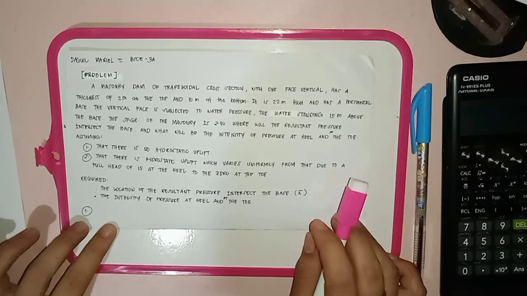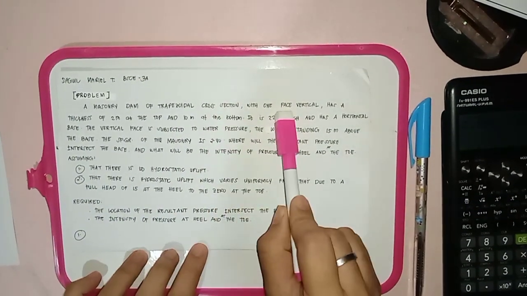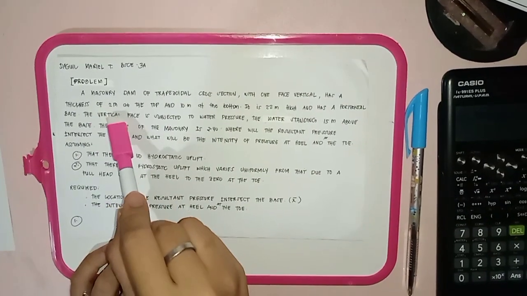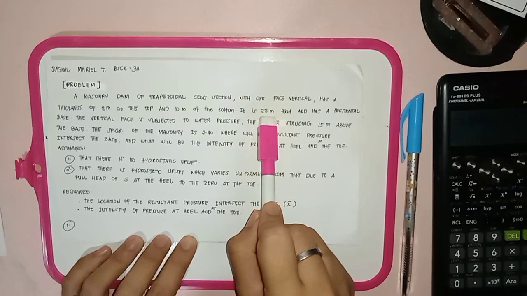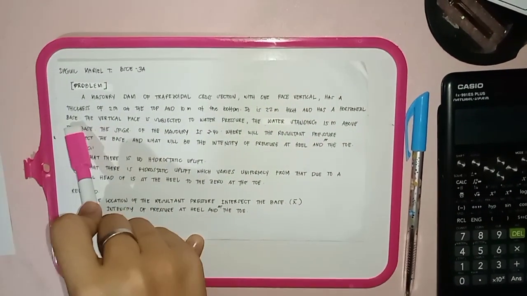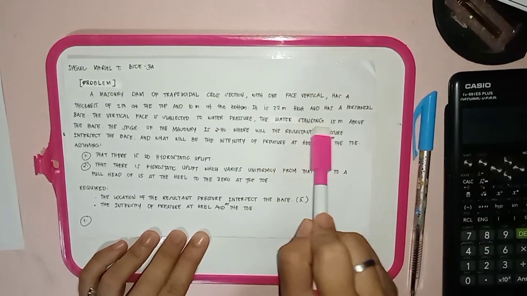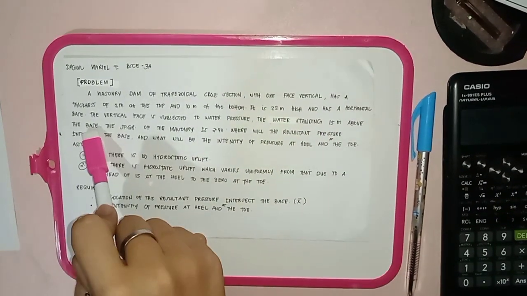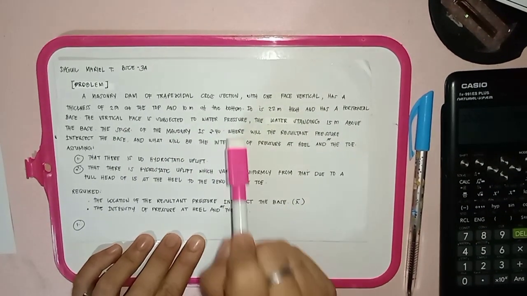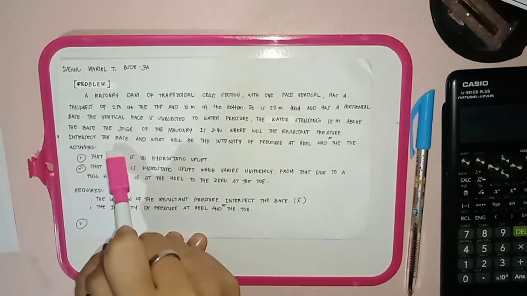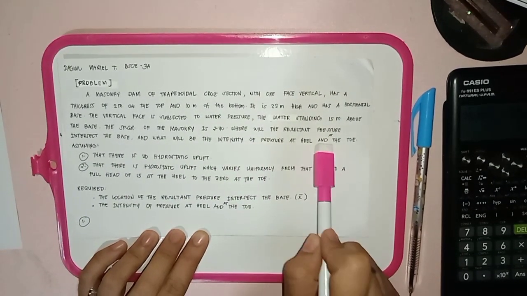So I have a problem here. A masonry dam of a trapezoidal cross-section with one face vertical has a thickness of 2 meters at the top and 10 meters at the bottom. It is 22 meters high and has a horizontal base. The vertical face is subjected to water pressure, with the water standing 15 meters above the base. The specific gravity of the masonry is 2.40. Where will the resultant pressure intersect the base, and what will be the intensity of pressure at the heel and at the toe?